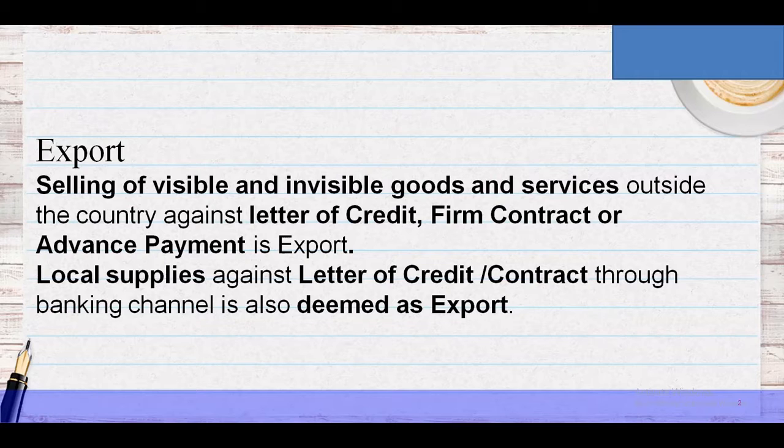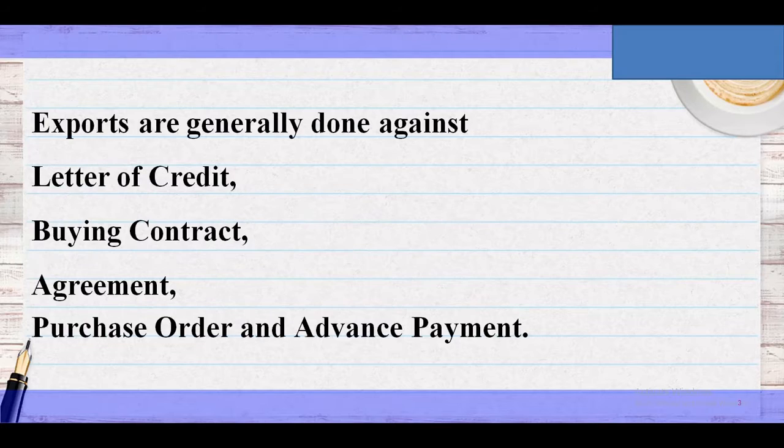Export procedure. What is export? Export is selling of visible and invisible goods and services outside the country against letter of credit, firm contract, or advance payment. Local supplies against letter of credit or contract through banking channel is also deemed as export. Exports are generally done against letter of credit, buying contract, agreement, purchase order and advance payment.